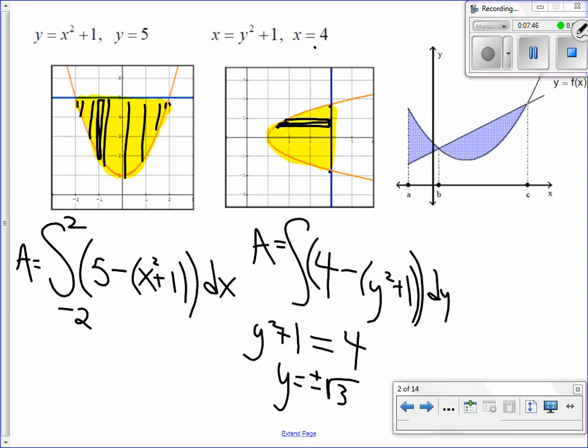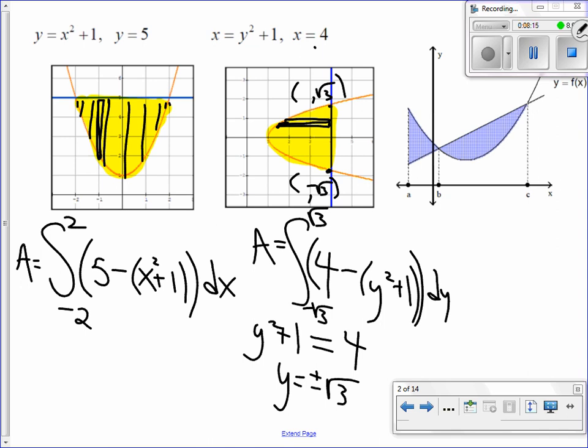But on the actual integral, we write, what do we write for the lower limit of integration? Negative rad 3, positive rad 3. When you're using horizontal strips, you only care about the y coordinates of the points of intersection. I don't need to know the x. I mean, I know the x coordinate's 4 for both those points, but you're adding them up from negative rad 3 to positive rad 3. And that'll give us that exact area.